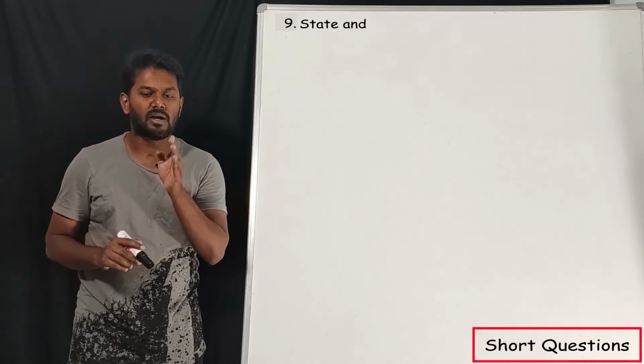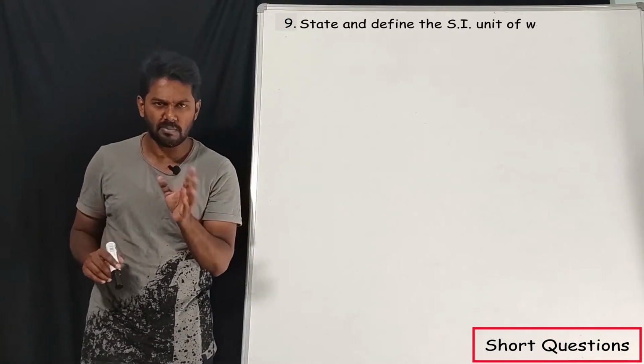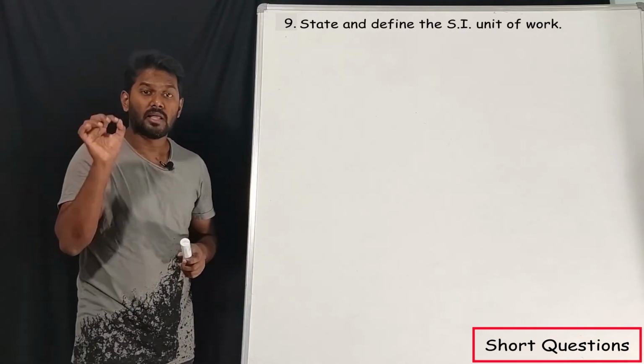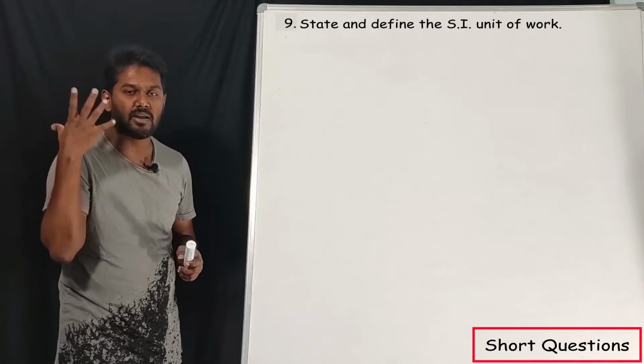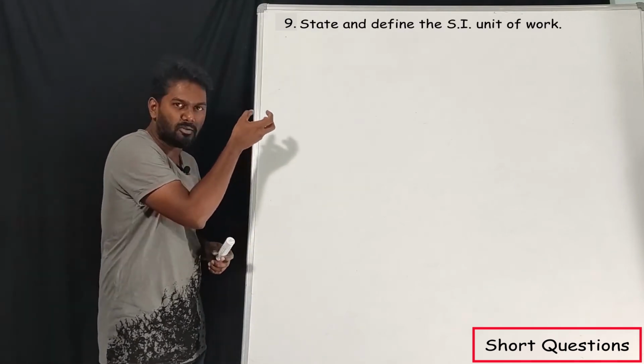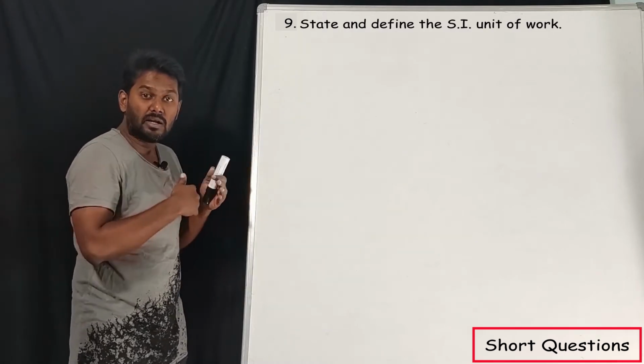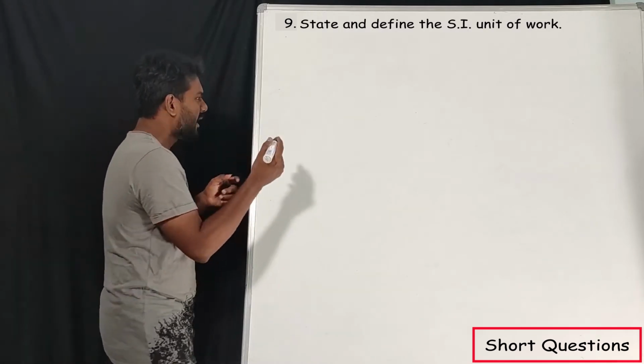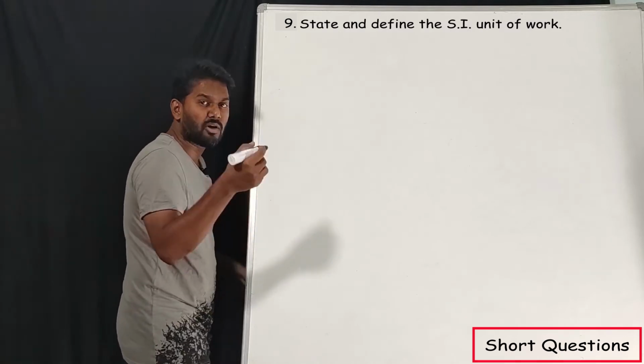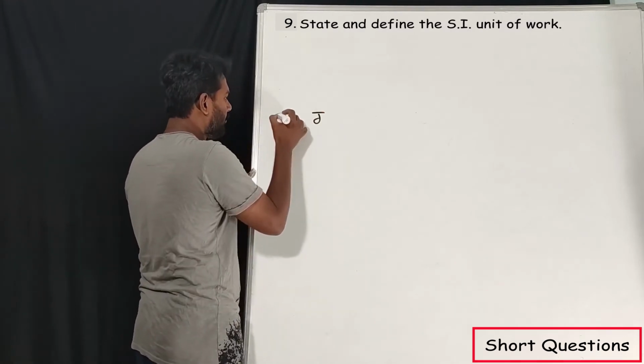State and define the SI unit of work. Very simple question, but you need to understand the difference between state and define. State means you just have to write that word. Define means you have to write the definition. That's it. So they are asking to state, right? What is the SI unit of work done? That is nothing but joule.